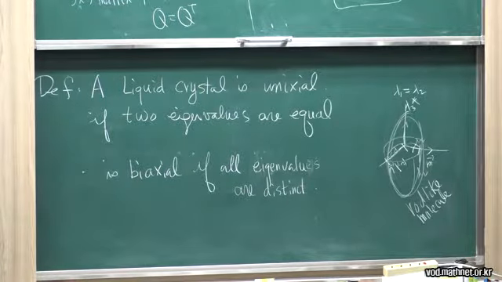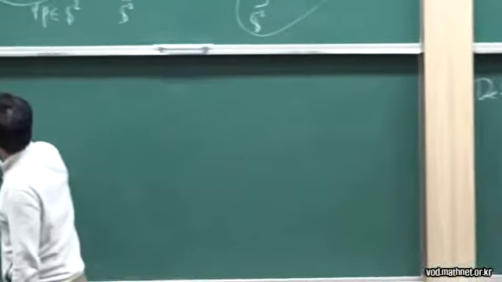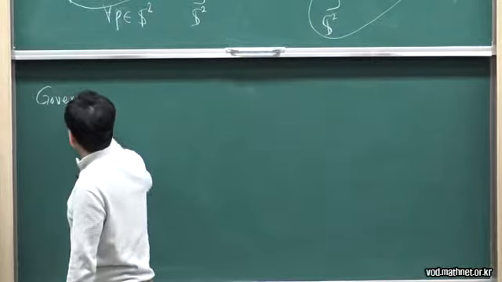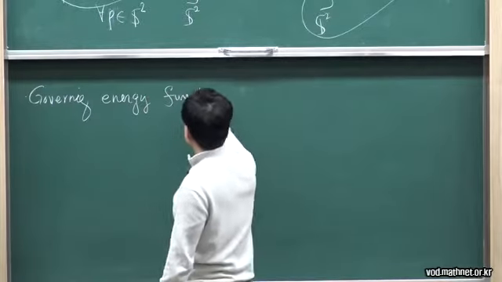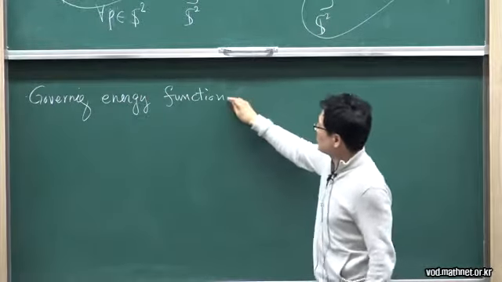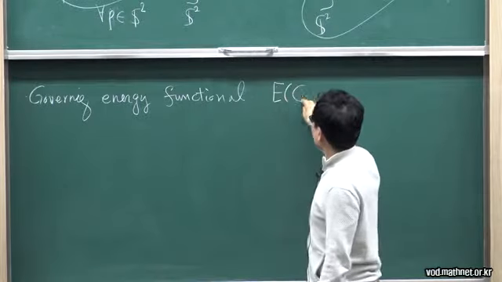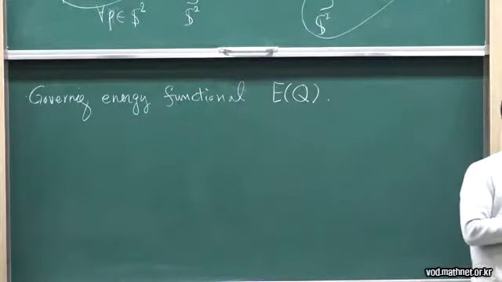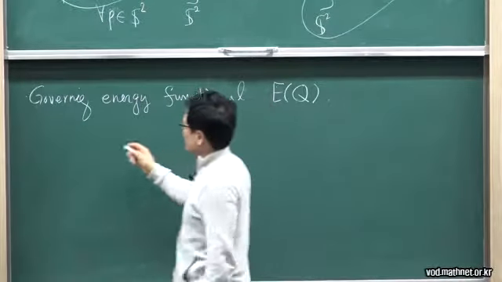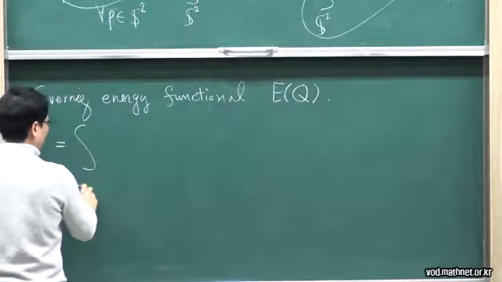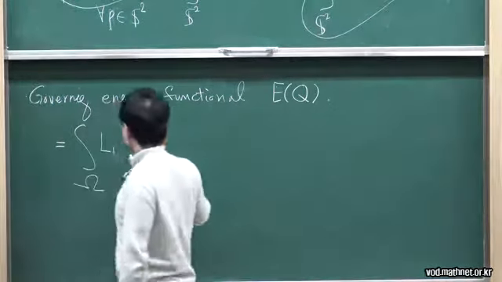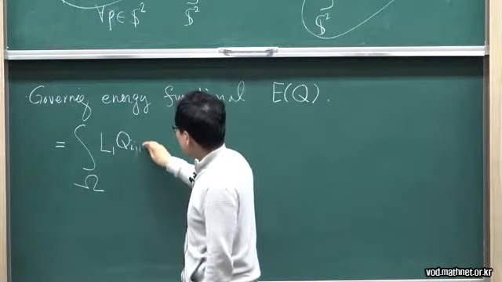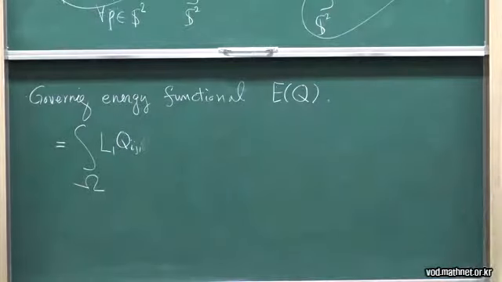And then the governing equation, the energy functional. Let's call it E(Q), so the energy depends on Q. The governing energy E(Q) is the integral over omega, where omega is a domain in R3, of some L1 and Q_ij terms. Let me use the same notation.